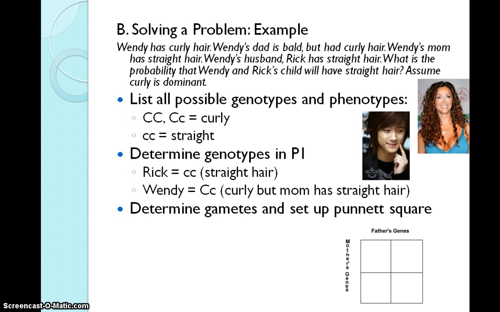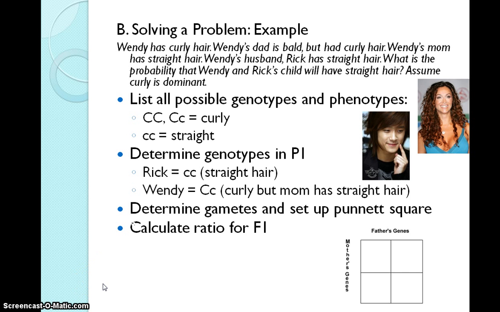The next thing we would do is do a Punnett square, and you can go ahead and put this into your notes and fill this in. You're going to put the father's genes at the top, little c, little c, and the mother's genes on the side, big C, little c. And then go ahead and fill in your Punnett square. You can go ahead and pause the video and do that in your notes now.